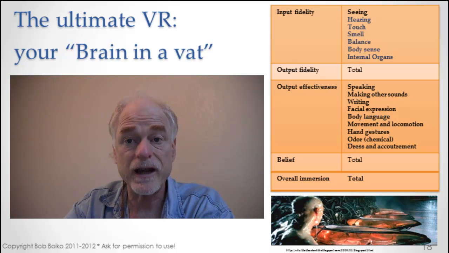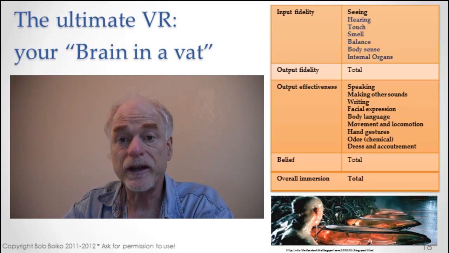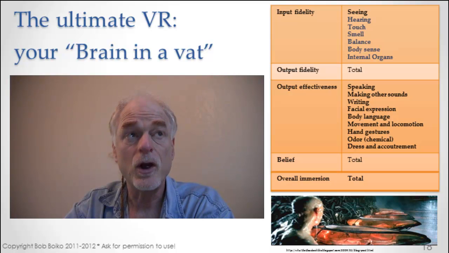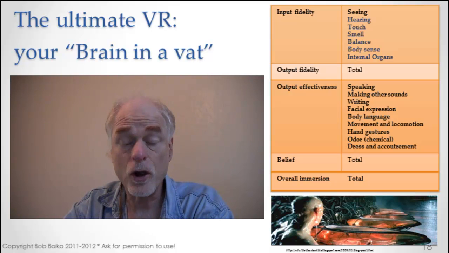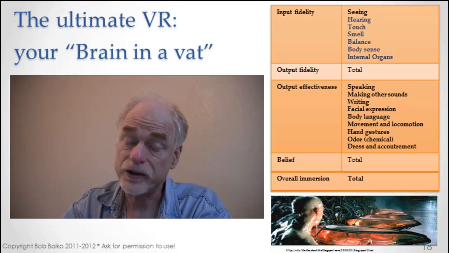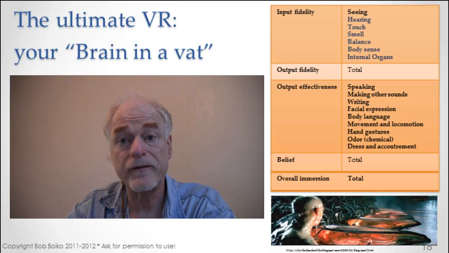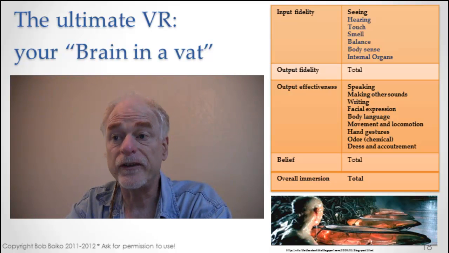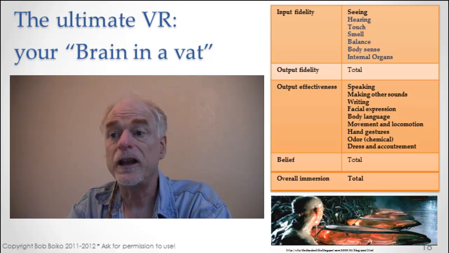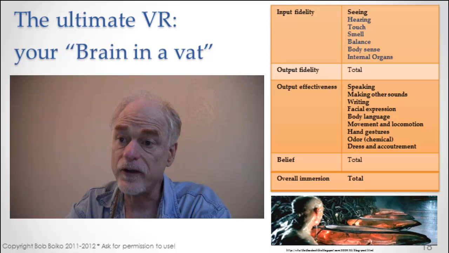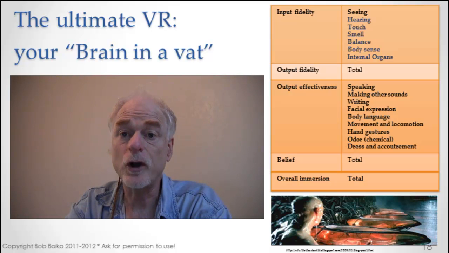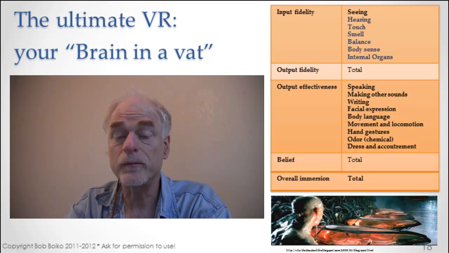So the idea of the brain in the vat is that you can replace the entire input and output system with artificial systems, and you'd never know the difference. So how do you know right now, in fact, that you're not in the Matrix? How do you know that you're not a brain in a vat? The idea here, obviously, is that it's got complete input fidelity, it's got complete output fidelity, and all the effectivenesses that are effective in life are also effective there, giving you total belief in it and total immersion.